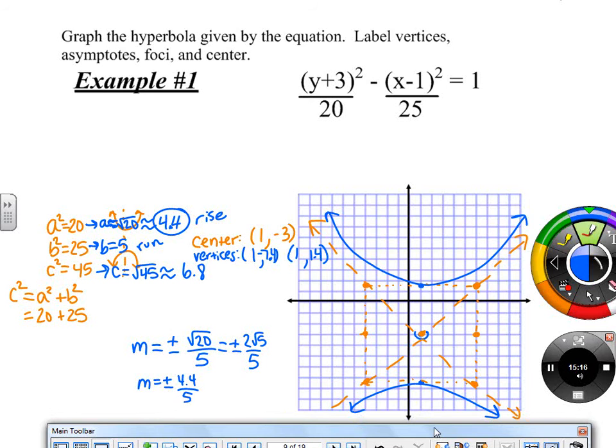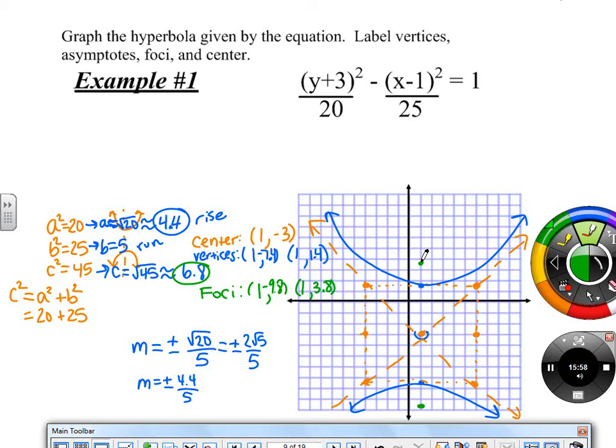And then I need to put my focus points on the graph, which I know should be further from the center than my vertex. I'm going to use this distance of 6.8. Okay. So remember, they're going the same direction as the vertex, so vertically, so they're going to have the same x-coordinate as the center, and then it's going to be an increase of 6.8 and a decrease of 6.8 from the center. So that's going to be at negative 9.8, and then at positive 3.8. 4, 5, 6.8, and 1, 2, 3, 4, 5, 6.8. So there's my focus points.